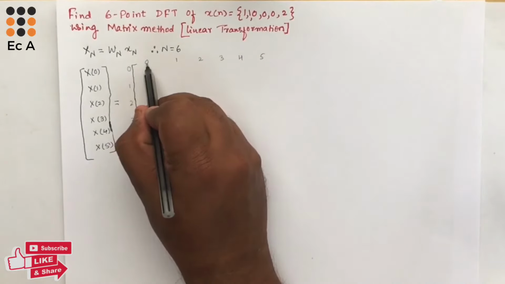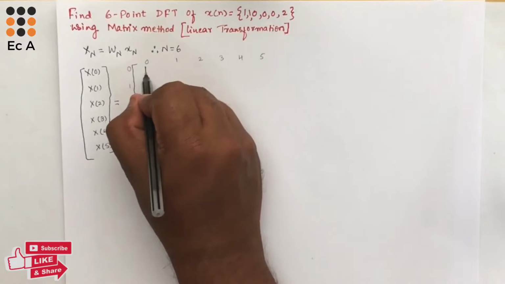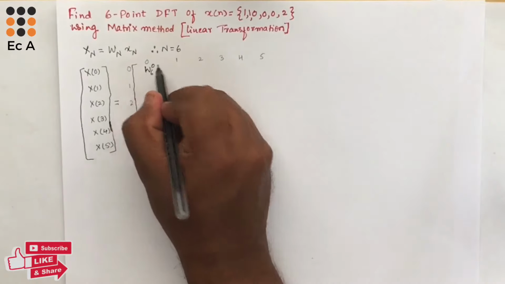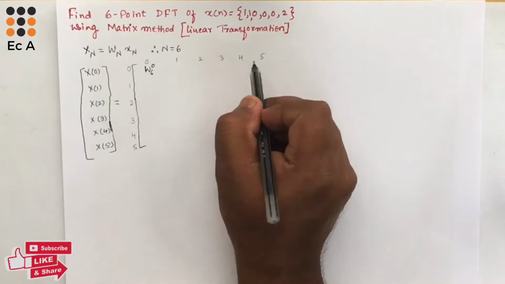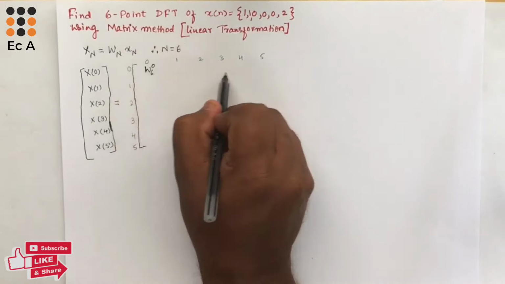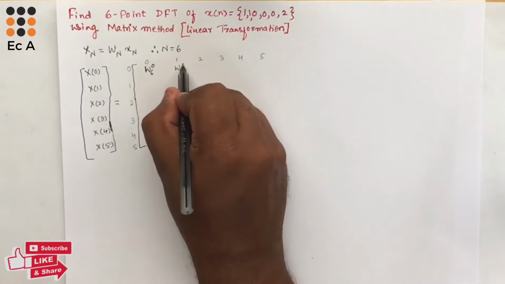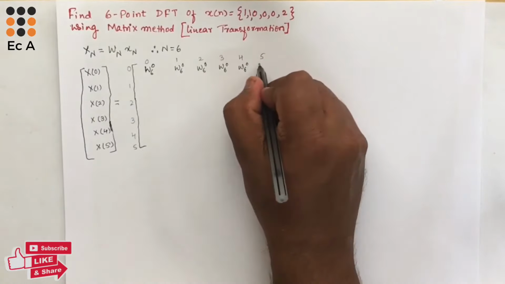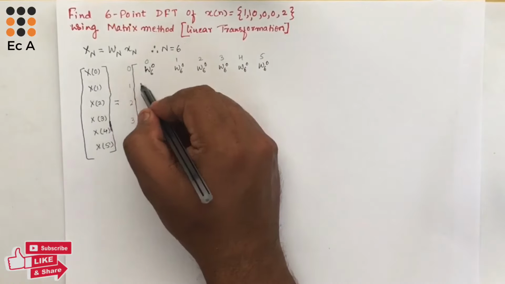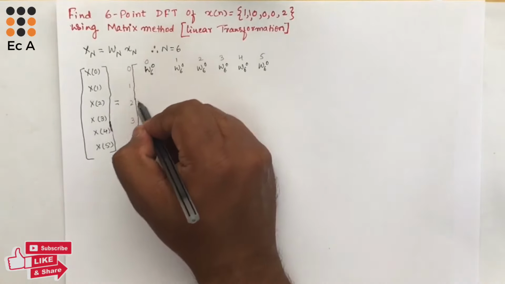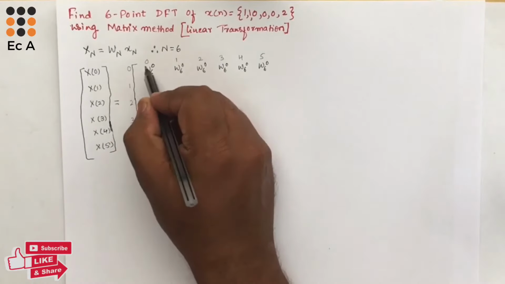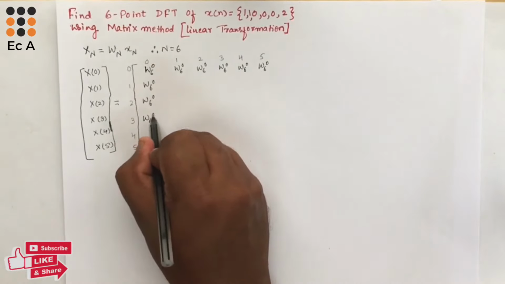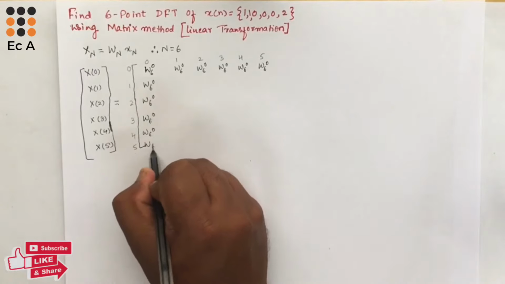0 multiplied with 0 will be 0. So we will write W6, because the N value is equal to 6 here, W6 to the power of 0. Again, 0 multiplied with all these values will be 0, so the power of W in this row will be 0. So we write W6 to the power of 0 across the row. Again, in this column, if you multiply 1 with 0, it will be 0, 2 with 0, 0, and all these values with 0 will be 0. So it will be W6 to the power of 0 in every entry.